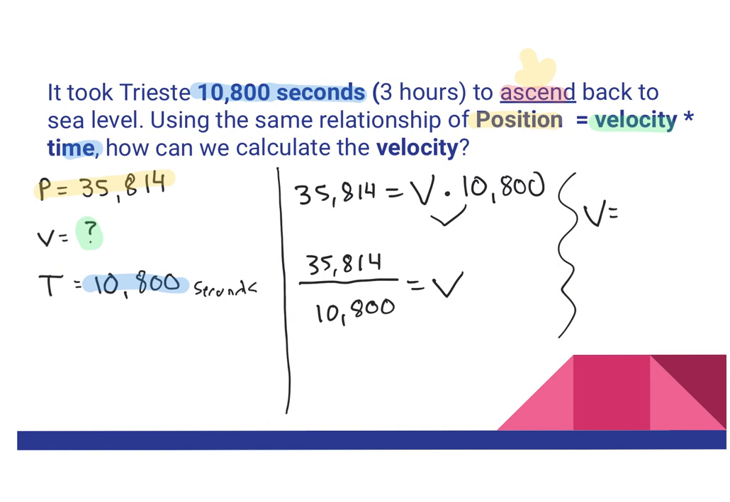Okay, so I got a velocity of around 3.32. And again, we need to make sure we're looking back to the problem and see what this number means. And that is 3.32 feet per second. And since it's a positive number, we know that we are in fact ascending.